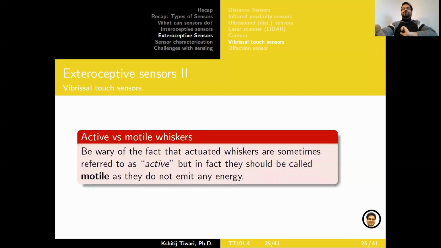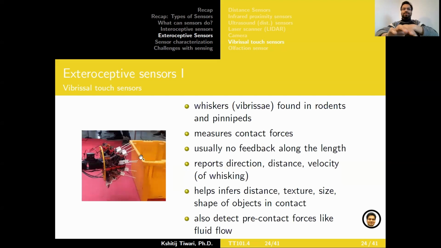And one word of caution here is that although the word active has been defined in the context of conventional sensors where they emit some energy, people started using the word active whiskers here in the sense that these whiskers are moving. So the way I explain it is these whiskers are motile, which is a common term in neuroscience, where motile means the ability to move, and the antonym would be immotile. So if your sensor is actuated and it's able to move, we just call them motile whiskers and not active whiskers, although that has been used quite often. So just be wary of the different contexts in which the word active is used in the literature.